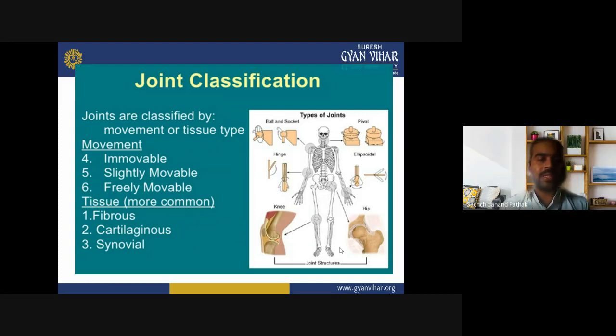So you can see here there are immovable joints, slightly movable joints, and freely movable joints. These three types of joints totally depend upon the movement. That is the reason we classify the joints according to their movement. Immovable joints are those joints that cannot be moved. For example, your skull. In the last class, if you remember, I told you there are sutures in the skull that connect the skull's bones and make it one whole. So that is the immovable joints.